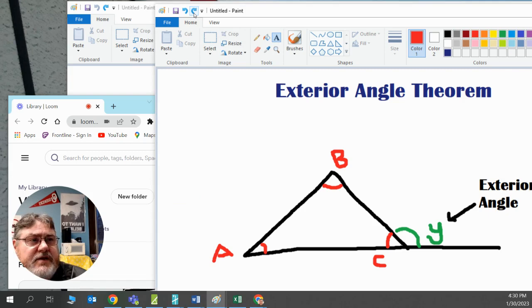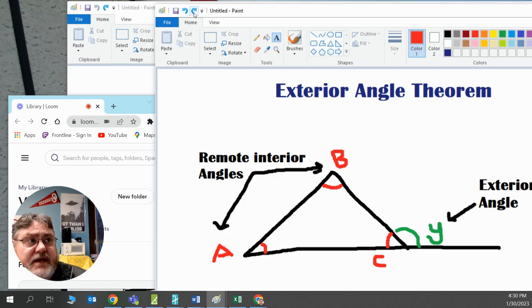Now, we need to locate the two remote interior angles. The remote interior angles are always opposite of the exterior angle that you're looking for. Okay, so the remote interior angles will be angle A and angle B. And so let's say that angle A is 40 degrees and angle B is 60 degrees.